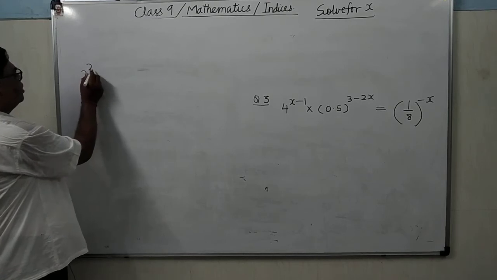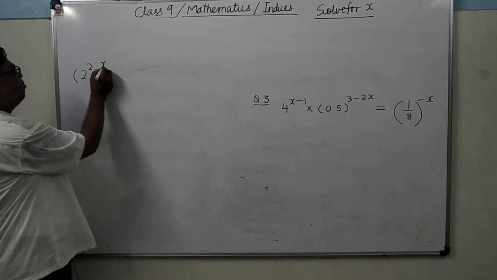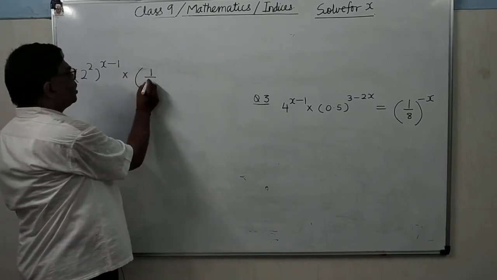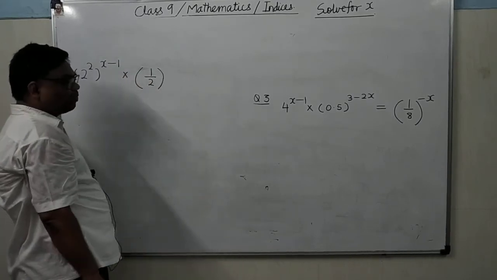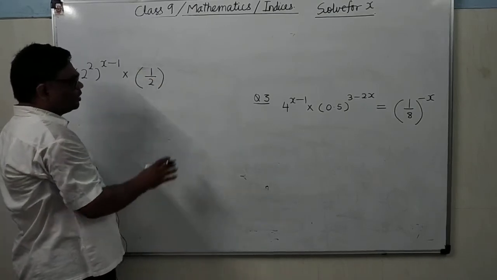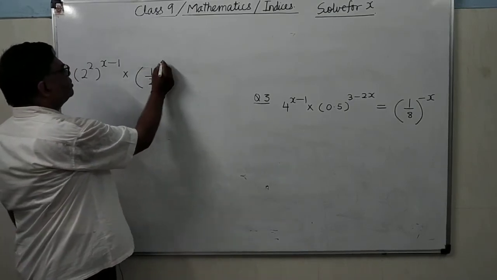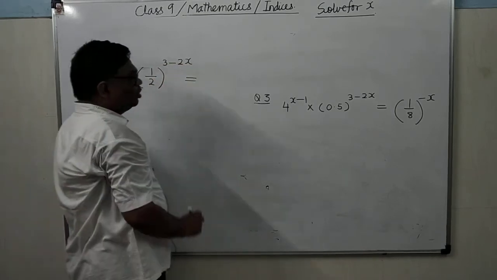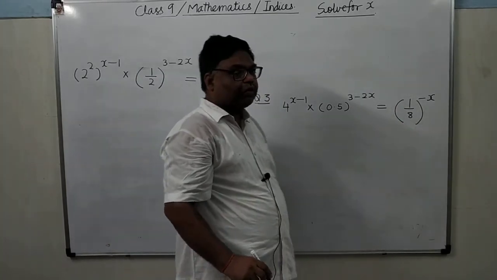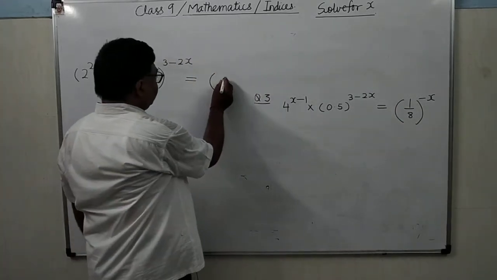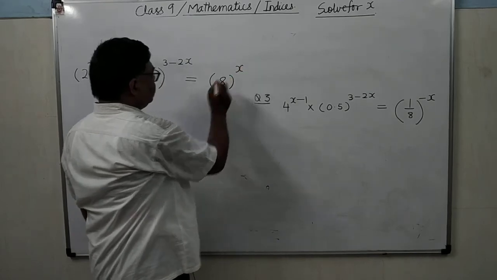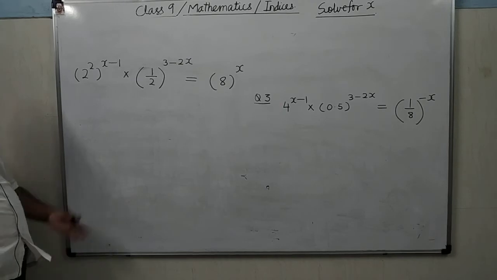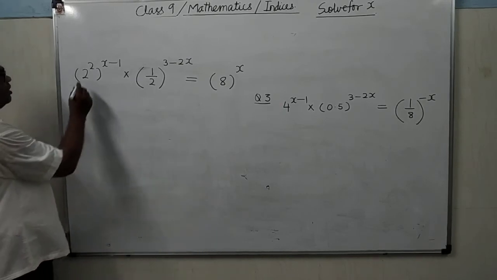So you change 2 to the power 2x minus 1, into 5 you can write 0.5, you can write 1 upon 2, that is 5 upon 10. But I am directly writing, that is very simple. Equals to, here power is negative, you make power positive by reciprocating the base. 8 to the power x. 1 upon 8, its reciprocal will be 8 upon 1, so simply you can write 8.